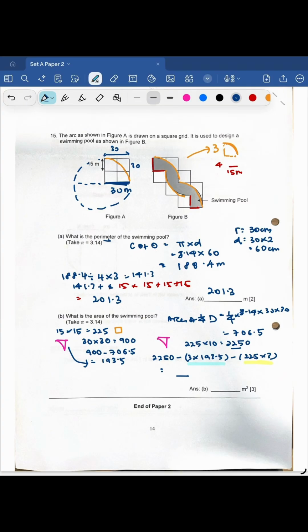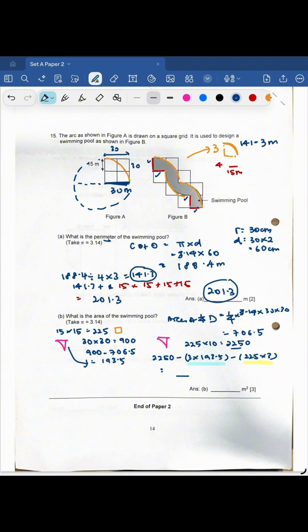However, I would like to have 3 arcs only. So I will take 144 divided by 4 times 3 to get 141.3 meters. This is the perimeter of my 3 arcs. With that, I will take 141.3 meters plus 15 plus 15 plus 15 plus 15, 4 times, to get 201.3 meters. And this is my first answer for part A. You may take your time to take down.